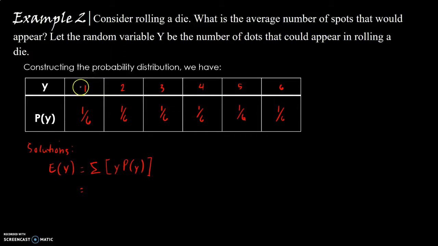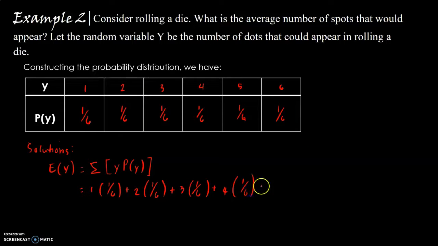That is, let's start first with 1. So 1 times 1 over 6 plus 2 times 1 over 6 plus 3 times 1 over 6 plus 4 times 1 over 6 plus 5 times 1 over 6 plus 6 times 1 over 6. Now using your calculator, we will get an answer of 3.5.